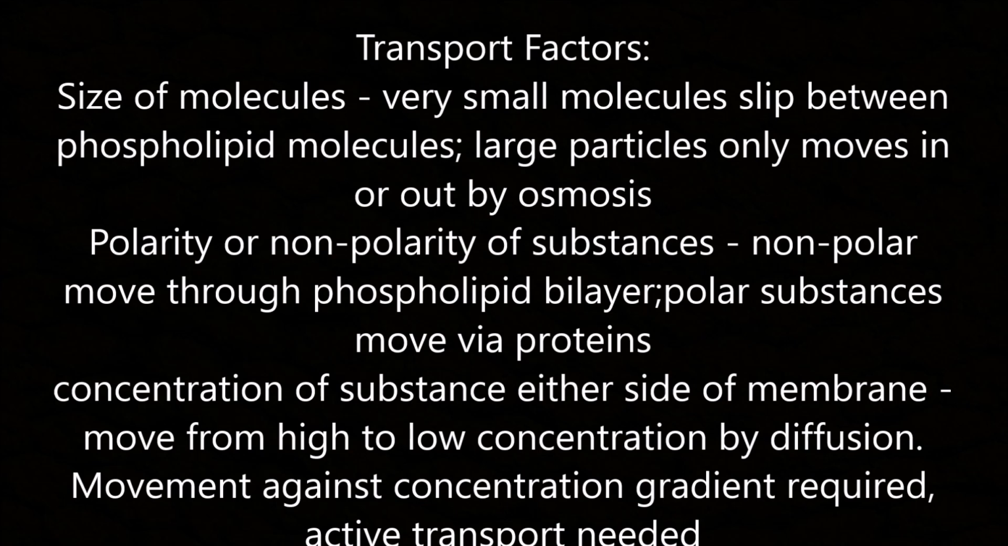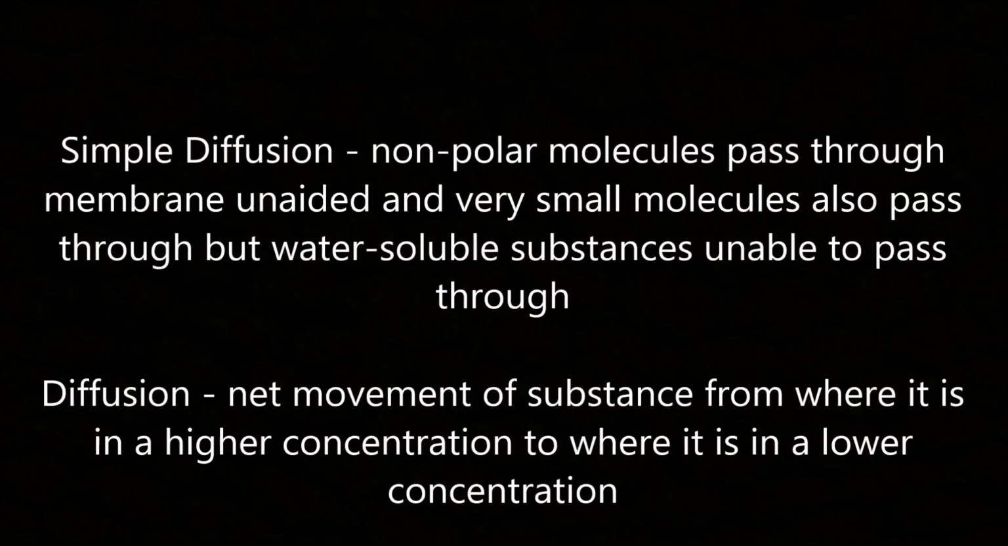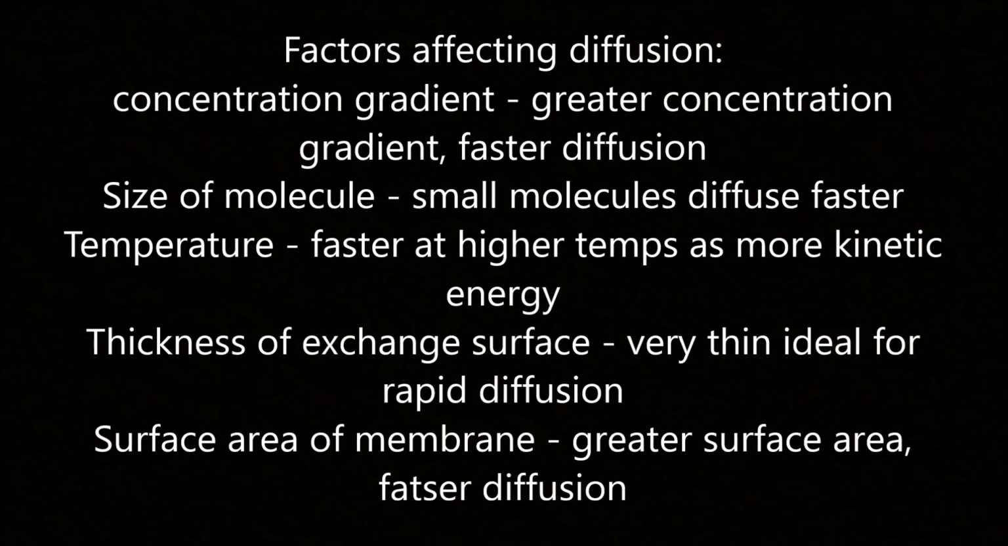Concentration of the substance on either side of the membrane: substances move from high to low concentration by diffusion. Moving against the concentration gradient requires active transport. Simple diffusion is when non-polar molecules pass through the membrane unaided, and very small molecules also pass through, but water-soluble substances are unable to pass through. Diffusion is the net movement of a substance from where it is in a higher concentration to where it is in a lower concentration.